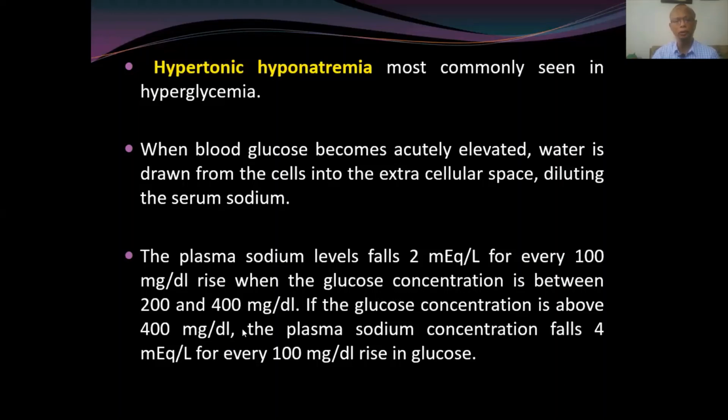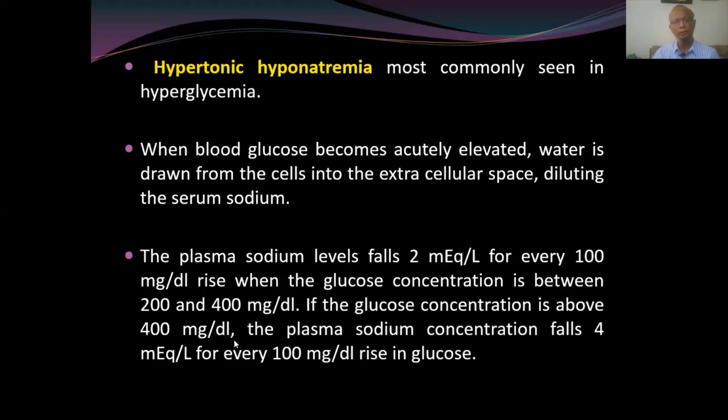concentration is between 200 to 400 milligram per dl. But if the glucose concentration is above 400 milligram per dl, the plasma sodium concentration falls 4 milliequivalent per liter for every 100 milligram per dl rise in glucose. You will get it in either hyperosmolar diabetic coma or in diabetic ketoacidosis when the sugar level rises.